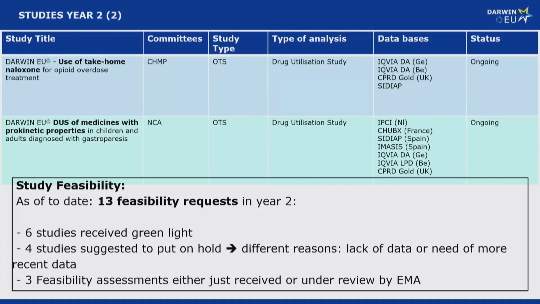That means that the EMA has a specific question and comes back to us to check whether these studies are possible. 6 studies received green light, and I reflected on these studies in the previous slides. For 4 studies, EMA agreed on the feasibility assessment, but suggested to put it on hold for different reasons, for instance, lack of data or need of more recent data. And then 3 feasibility assessments we have either just received or are currently under review by EMA.